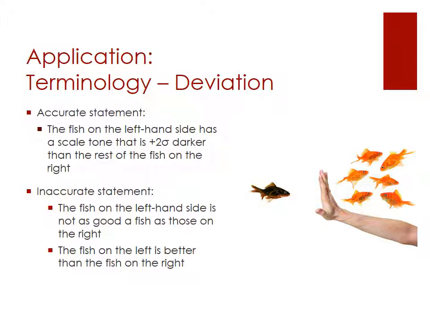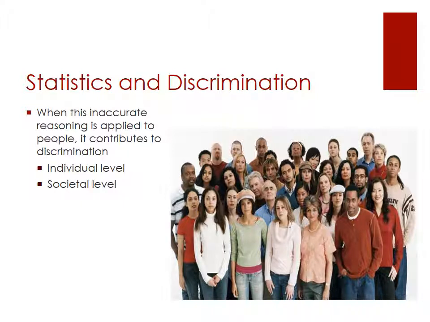Now, you may see this as very obvious and simplistic. Maybe you think, yes, of course, that's very easy to see. However, we need to pay attention, because we apply this logic to other areas where the ludicrousness of it may not be quite so obvious at first glance. When we're looking at deviation, statistics can contribute to discrimination. When differences of more than 2 standard deviations from the mean are applied to people, it can begin to contribute to discrimination at the individual level and also at the societal level.